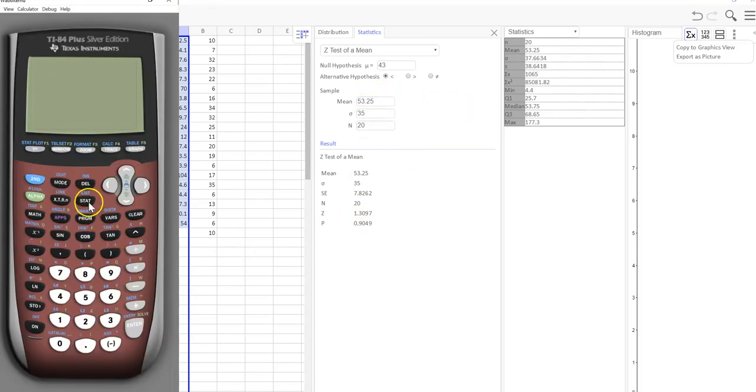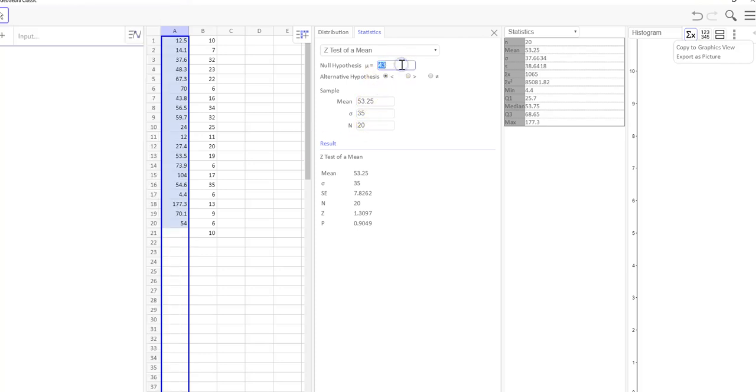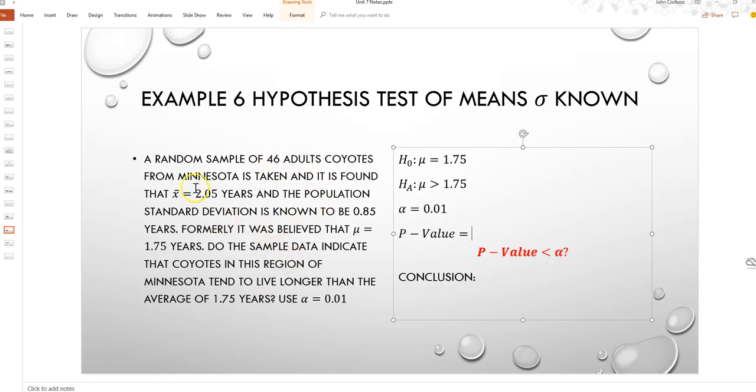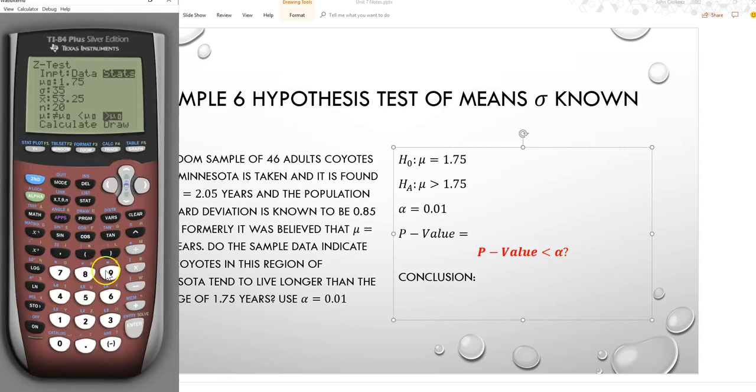So if I was using a calculator, I would be doing a z-test again, and this time we have stats. So our null mean is 1.75, and we're looking at greater than. So let's go to 1.75. I'm going to go ahead and switch this down here to a greater than test. Over here, let's go 1.75, looking at greater than. All right, so we know that our sample mean was 2.05 and our sigma was 0.85, and we had 46 adult coyotes. So let's go ahead and switch up some stuff here. So sigma 0.85, sample mean 2.05, and we had 46 for our sample.